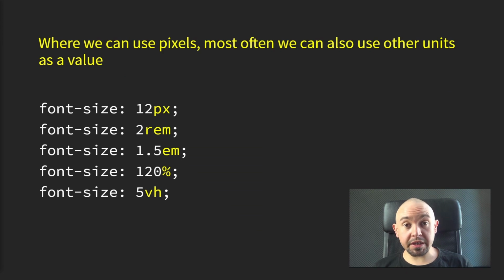Where we can use pixels, most often we can also use other units as a value. For example, rem, em, percentages, or viewport height. We will learn about all these units in this course. For now, just know that pixels are the only absolute unit. The other units are relative. But relative to what? That's what we are going to learn in this course as well.